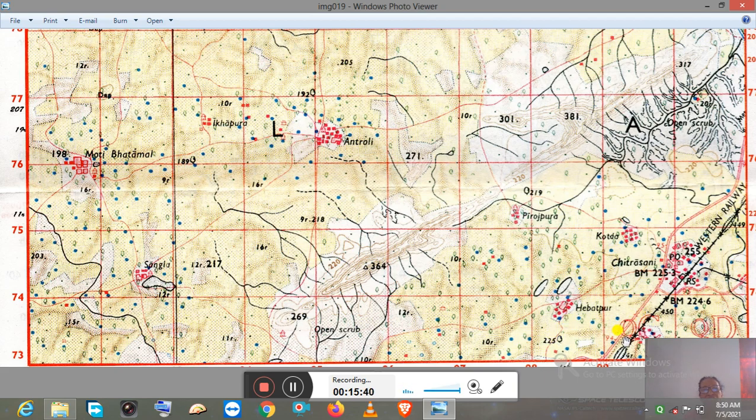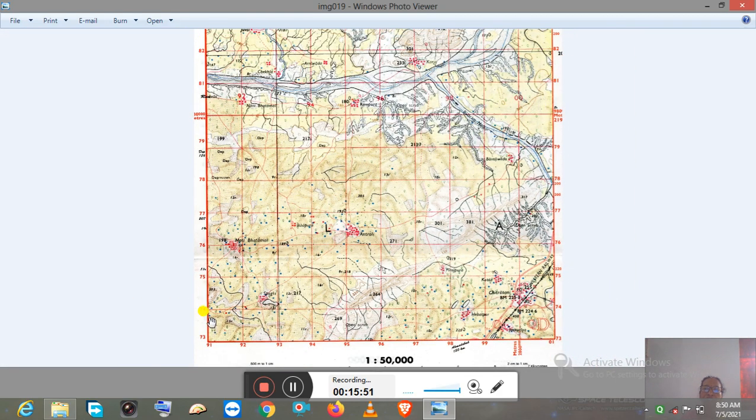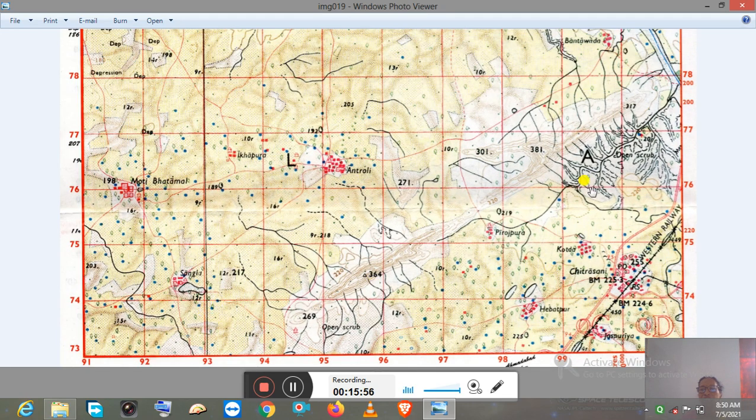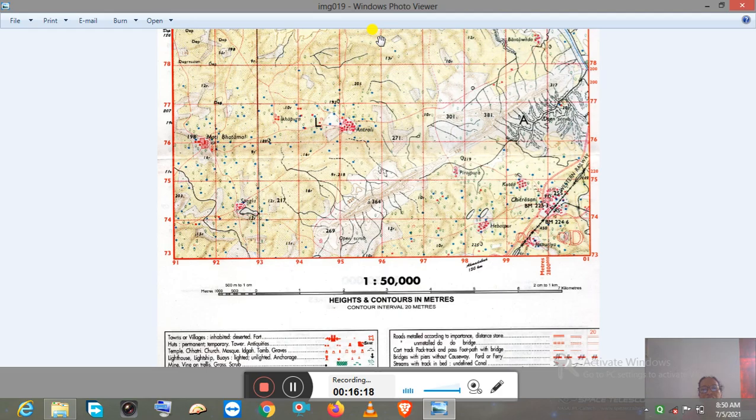In the map you can see some capital alphabets Q, C, Q, D. That means the area of the whole map is 100 kilometer square. Then you can see open scrub. What is it? A large area having scattered small bushes, thorny bushes and trees. And what is the importance of this open scrub? That is good for animal rearing.